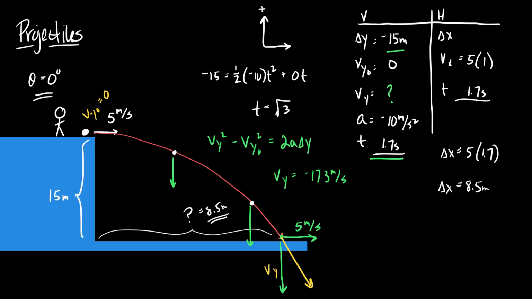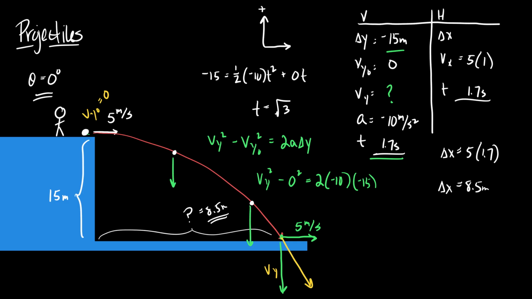Now, this part, do we need to work that out for a second? You'll take the square root. Square root is plus or minus. Choose the negative one because it's downwards. Are we good to move on? Vy squared minus 0 squared equals 2 times negative 10 times negative 15. Do you see it? You see why I chose those things?